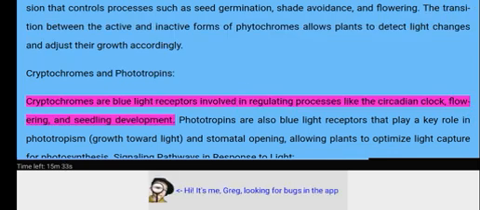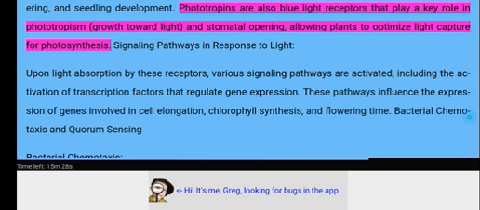Cryptochromes and phototropins. Cryptochromes are blue light receptors involved in regulating processes like the circadian clock, flowering, and seedling development. Phototropins are blue light receptors that play a key role in phototropism, growth toward light, and stomatal opening, allowing plants to optimize light capture for photosynthesis.